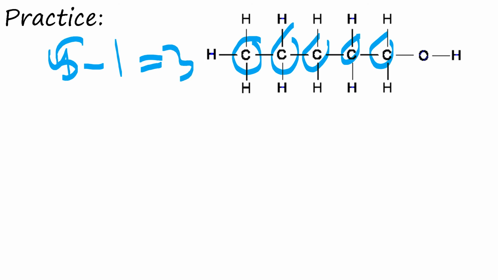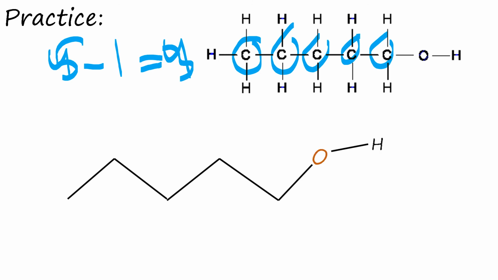Let's double check the number of carbons. It's gonna be 1, 2, 3, 4, 5 carbons. And now let's add the functional group. In this case, since oxygen is a non-carbon, non-hydrogen atom, we have to draw it. And since we have hydrogen bonded to oxygen, in this case, we have to draw the hydrogen as well. So here is one more practice question.